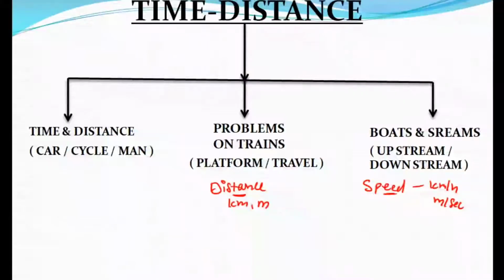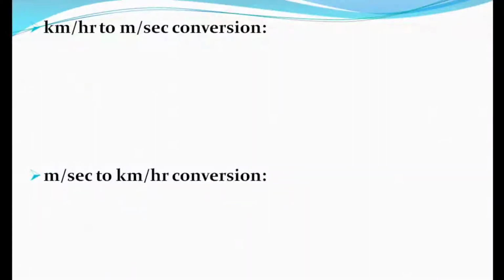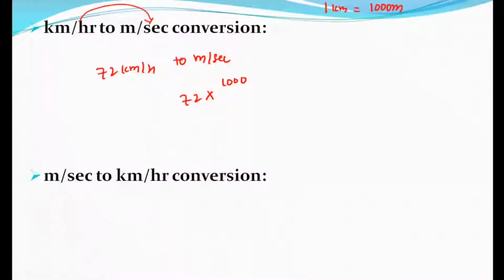Okay, for example, convert kilometer per hour to meter per second. For example, 72 kilometer per hour to convert to meter per second. 1 kilometer is equal to how many meters? 1000 meters. Then 72 into 1000 by 1 kilo, so kilometer is converted into meters.